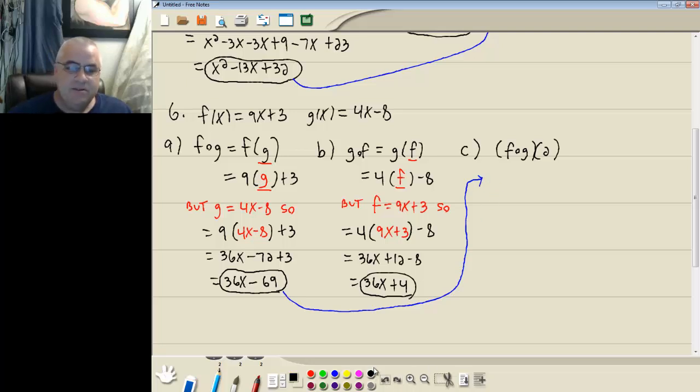So we're going to have 36 times 2 minus 69. So again, I put 2 in for the x. That gives us 72 minus 69 and gives us 3, assuming I subtracted correctly. And that's composition of functions. And that's actually the last problem in that section.